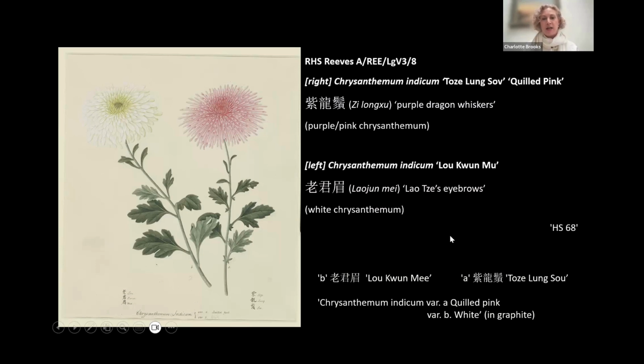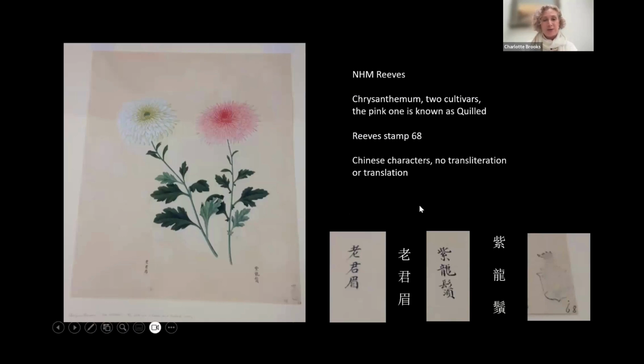about their relevance. And it's a real shame that in our translation as given for the beginnings of a local Latin name, all of this information is missed. So all we have is that it's a pink quilled chrysanthemum or that it's a white chrysanthemum. So all of that additional information has been lost, which I think is a real shame. Here, this is the version of the Natural History Museum picture, again with the Chinese characters, the names of the plants, but sadly not a transliteration or a translation present on them.